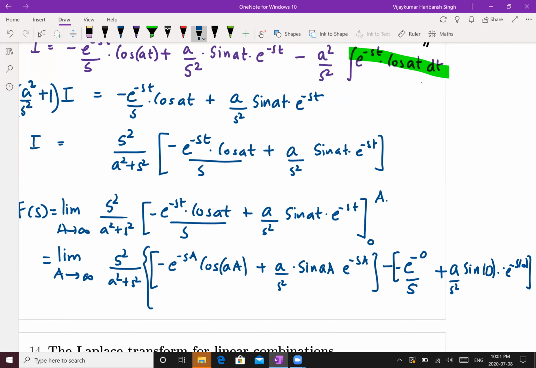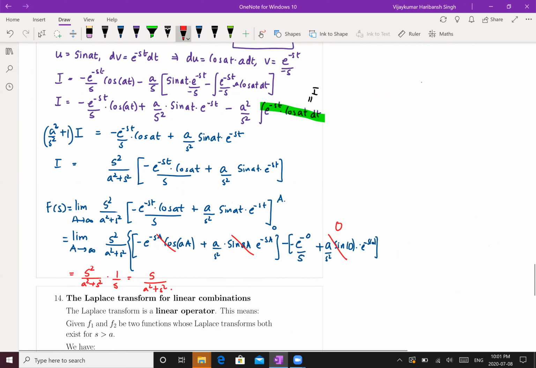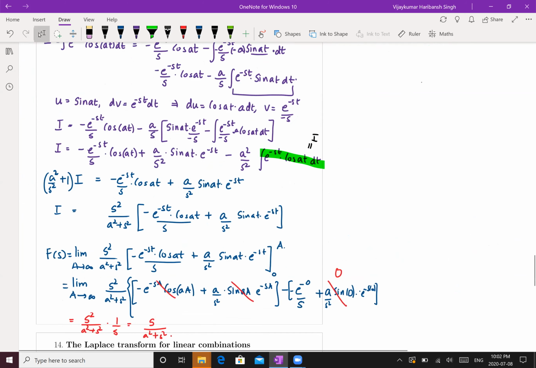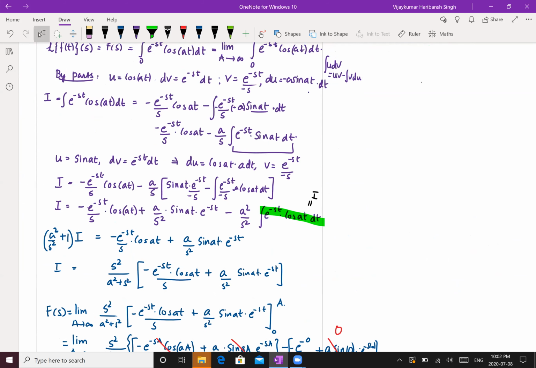So now note that this part becomes 0. Again, as a goes to infinity, this will become 0 and this will become 0. You'll be left with s square by a square plus s square times 1 by s, which is s upon a square plus s square. Okay, so a long way. I think the problem would have become simpler if I kept computing the limits on the way.